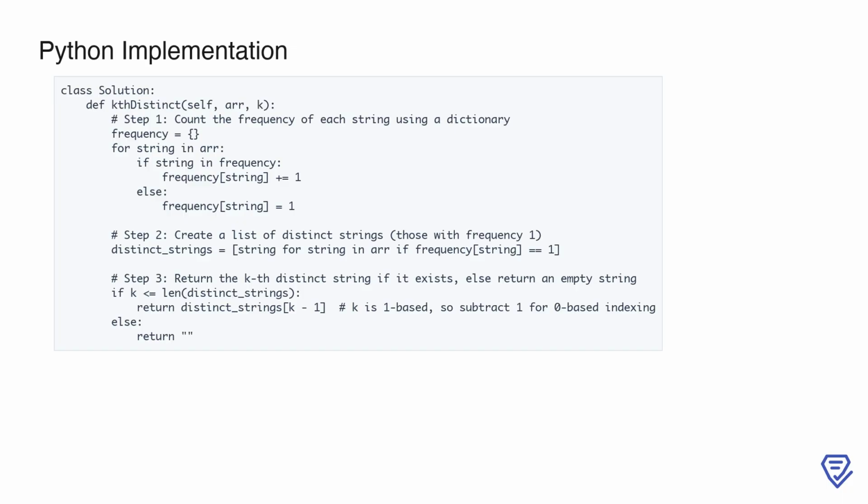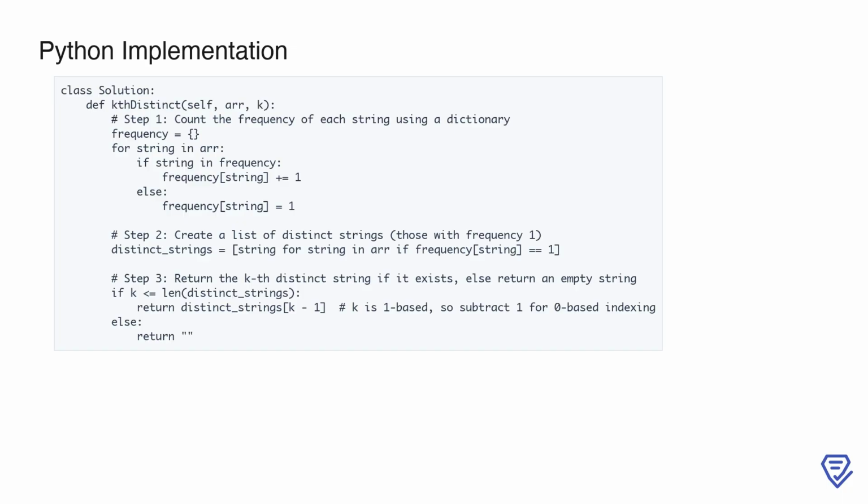Explanation of the code. Step 1: We start by counting the frequency of each string in the input array ARR. This is done using a dictionary called frequency. We iterate through the array and update the count for each string. If a string already exists in the dictionary, we increment its count, otherwise, we add it with an initial count of 1.